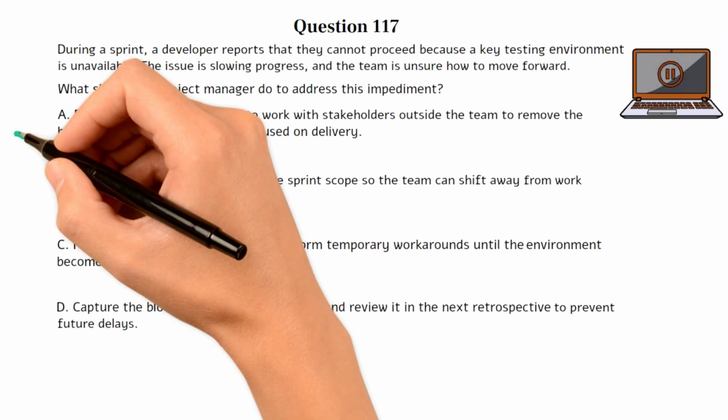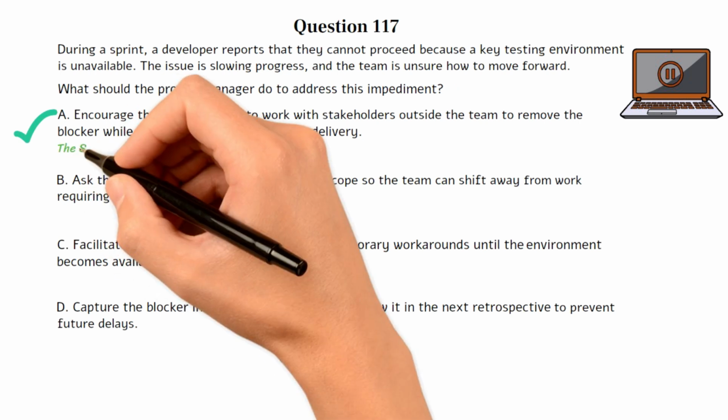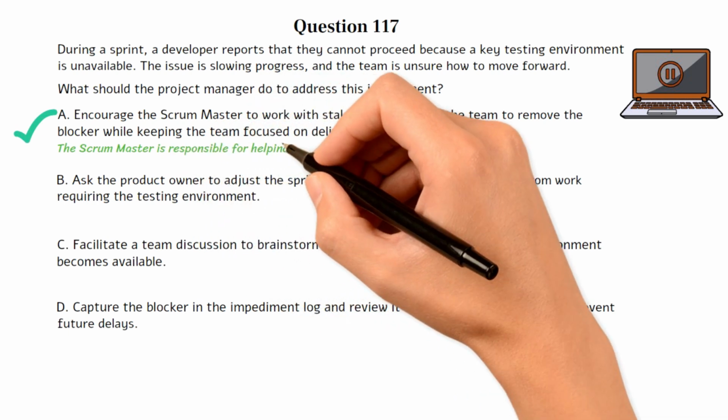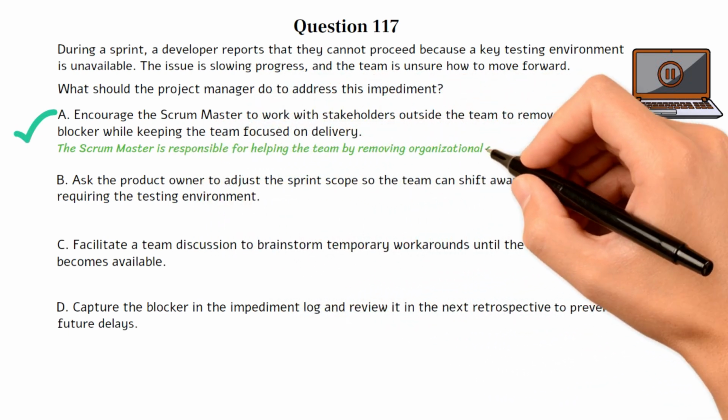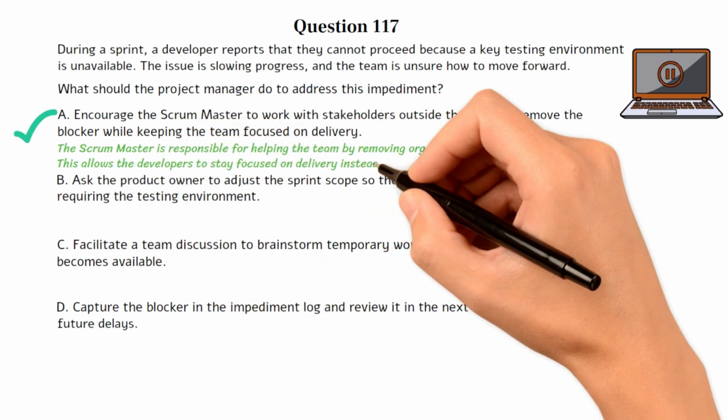The correct answer is A. This question tests your understanding of how Agile teams handle impediments that are outside of their direct control. When a blocker arises that the team cannot resolve themselves, the Scrum Master plays a critical role in facilitating its removal while keeping the team focused on the sprint goal. Choice A is the best option because the Scrum Master is responsible for helping the team by removing organizational or external obstacles. This allows the developers to stay focused on delivery instead of getting stuck.